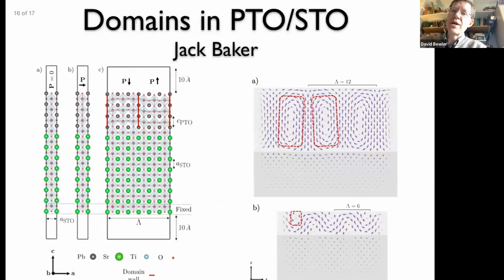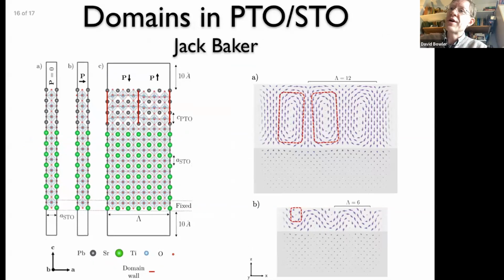This is again from Jack Baker's work on perovskites. So this is lead titanate on strontium titanate. This is very new work, so I'm only giving you a very brief overview. We're hoping to be posting a preprint soon on arXiv. And what we've got here is a system where we've got a strontium titanate substrate, and we're putting lead titanate layers of different thickness on top.